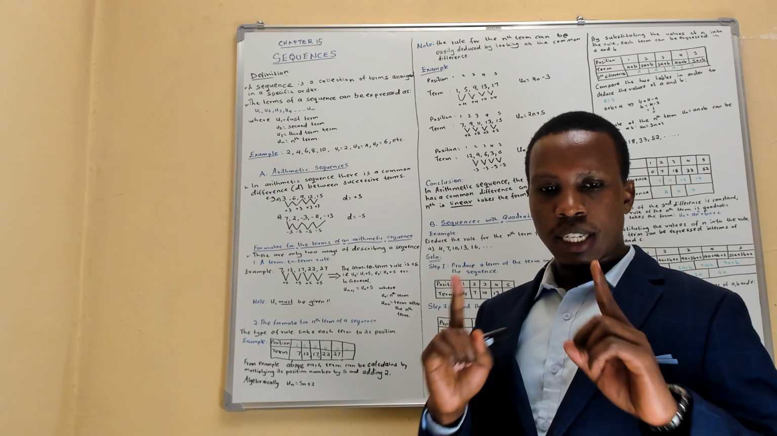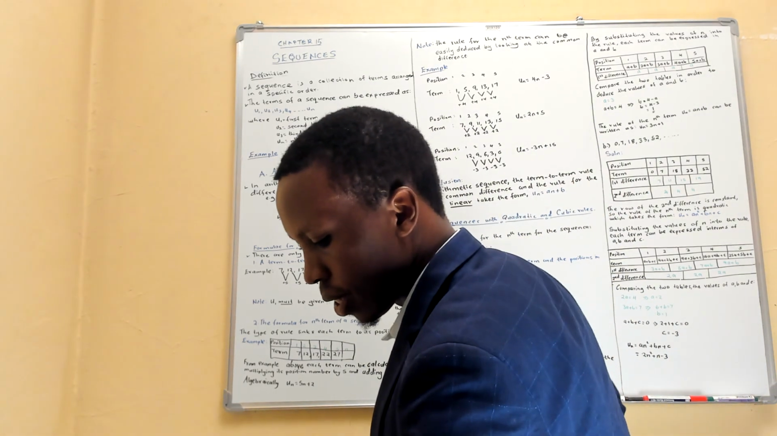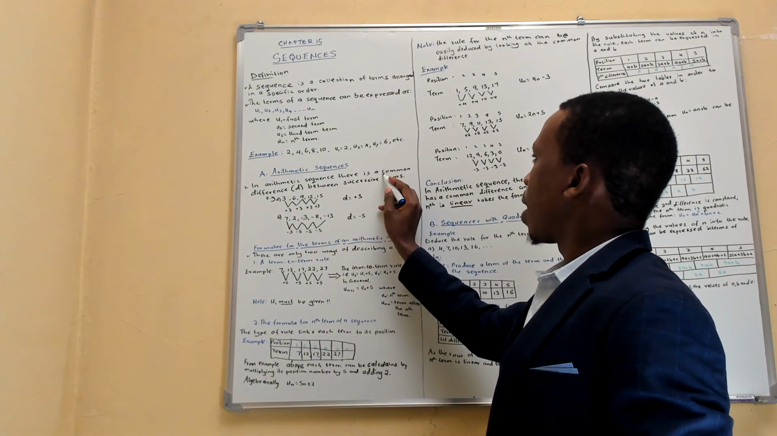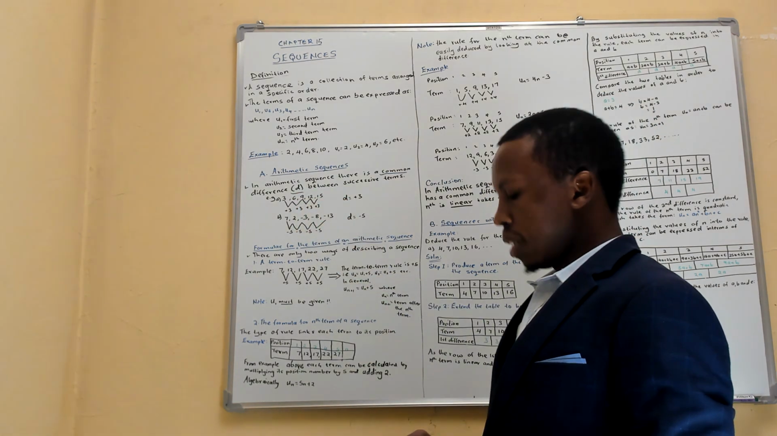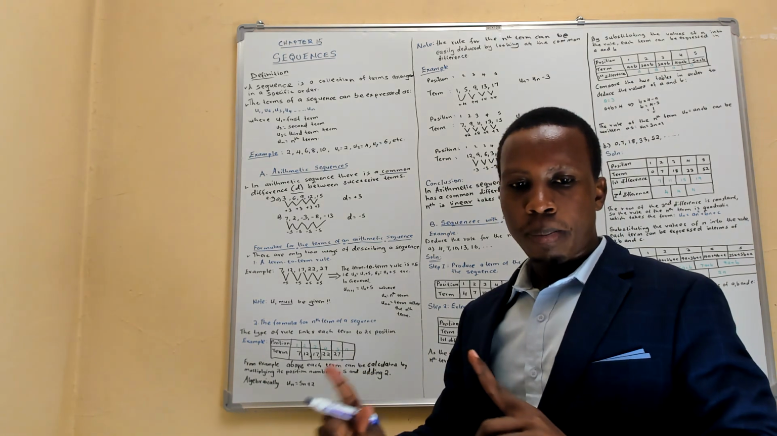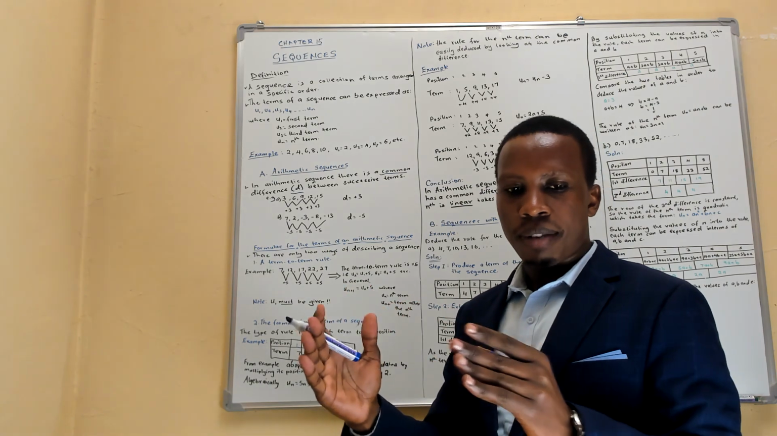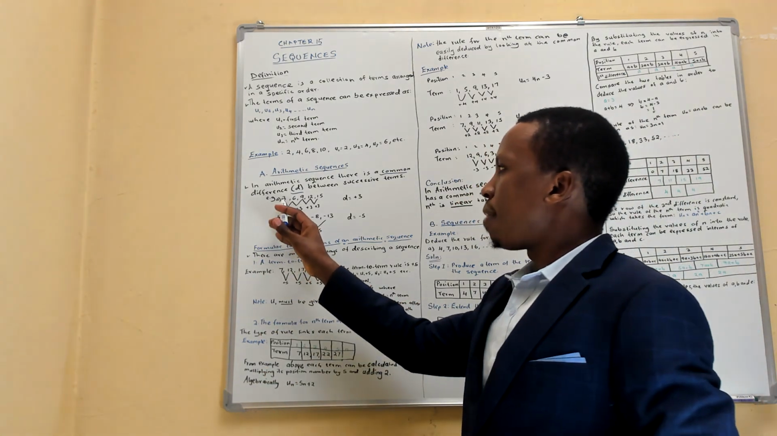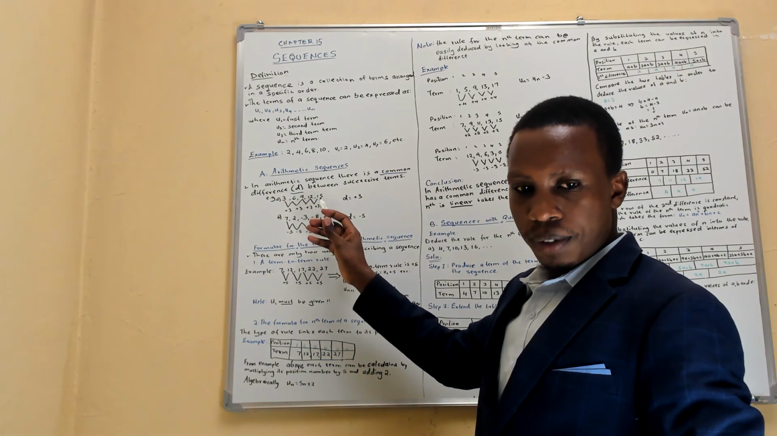The first thing you need to know is that an arithmetic sequence is a sequence where we have a common term, and the common term is always given as d, the common difference. That is just how far apart the successive terms are. For example, I have 3, 6, 9, 12, and 15.